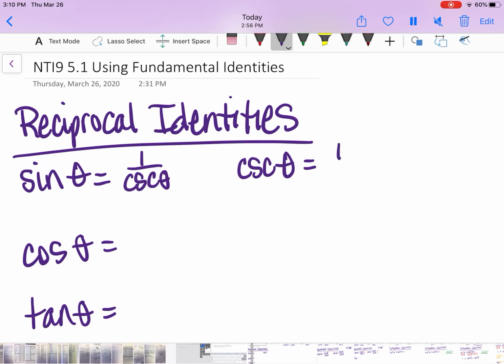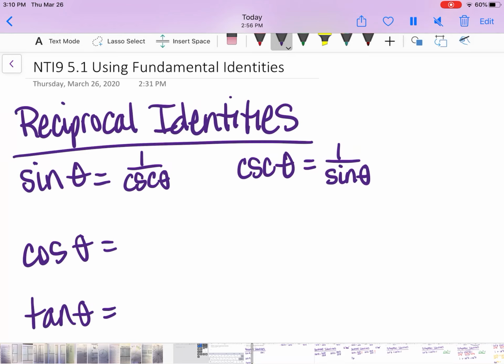Now, the first 3 sets of formulas, I would typically have you memorize. Okay, and that's what we're looking at right now, these reciprocal identities.